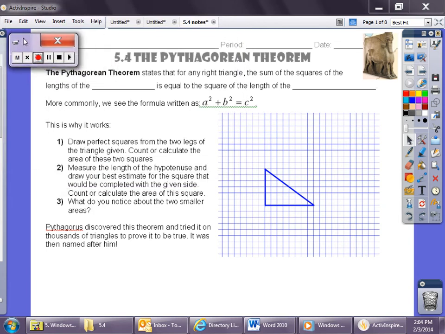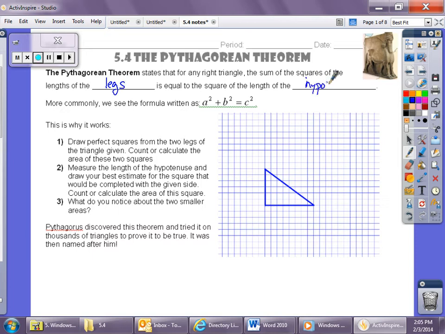Alright, notes 5.4, the Pythagorean theorem. So the Pythagorean theorem states that for any right triangle, the sum of the squares of the lengths of the legs is equal to the square of the length of the hypotenuse. Or we've seen this formula as a squared plus b squared equals c squared.